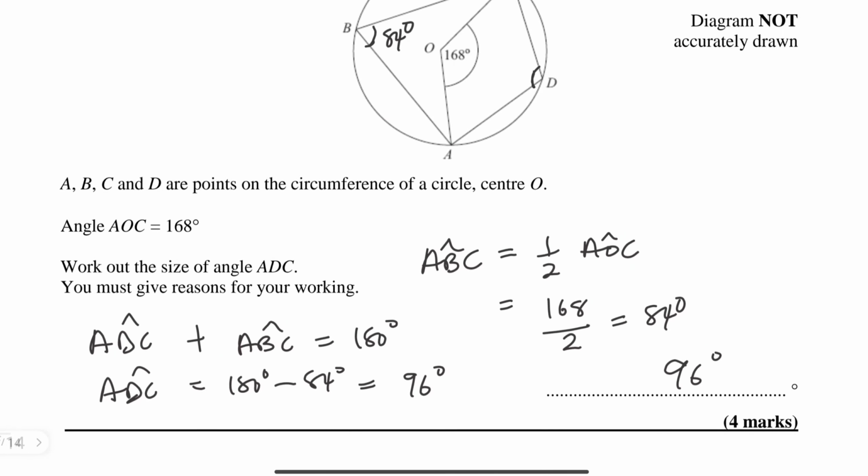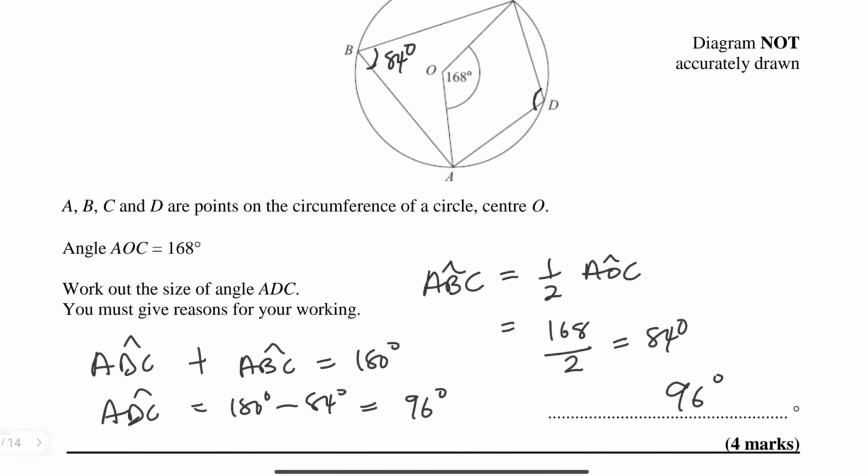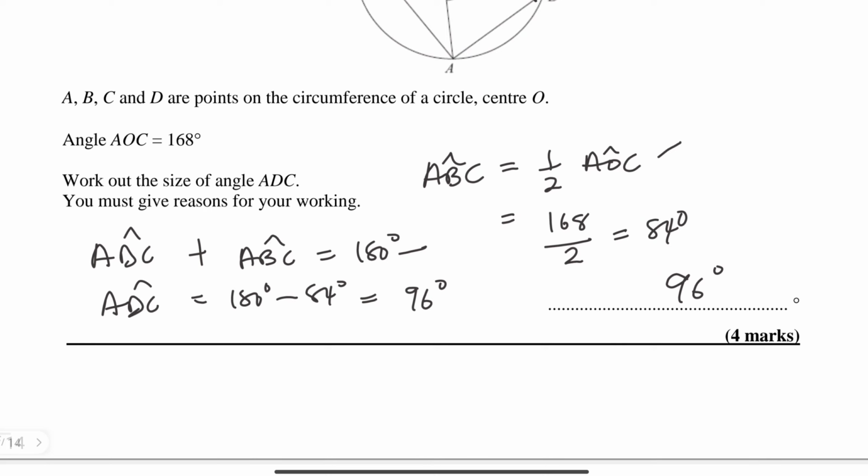So what is the reason for our workings? The first one: the angle at the center of the circle is twice the angle at the circumference. That will be the reason for the first one. And the reason for the second one is: opposite angles in a cyclic quadrilateral are supplementary. So you have to write that down.